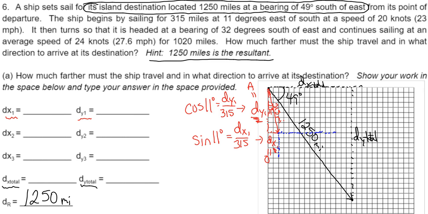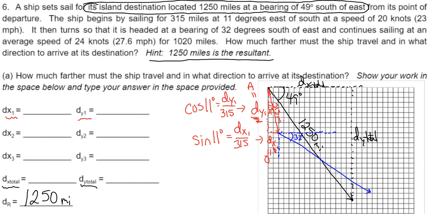1,020 miles. Well, I've already gone 315 miles, so 1,020 miles is quite a big chunk. It looks like we're probably going to overshoot. So I'm going to go ahead and draw what I think is closest to about that, and it was at 32 degrees.